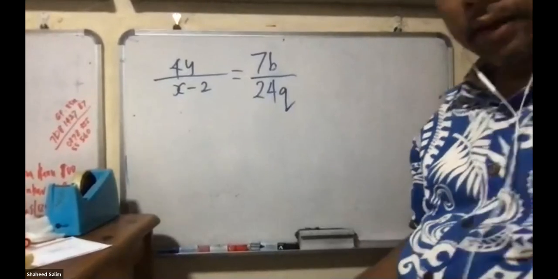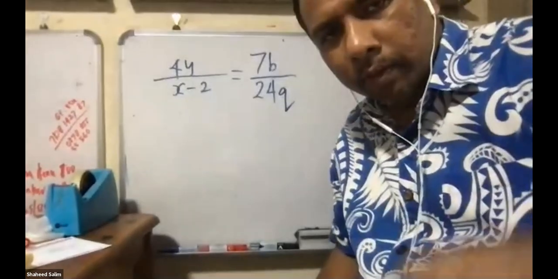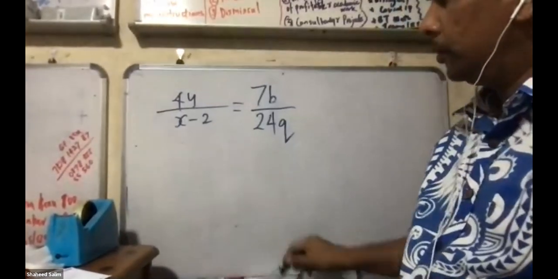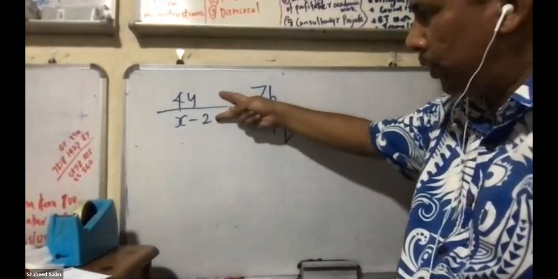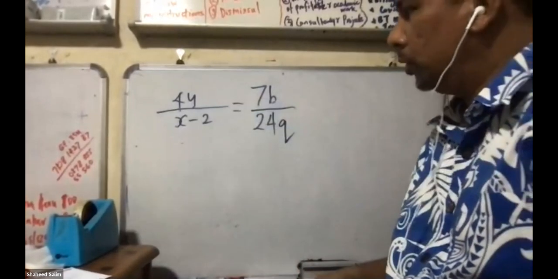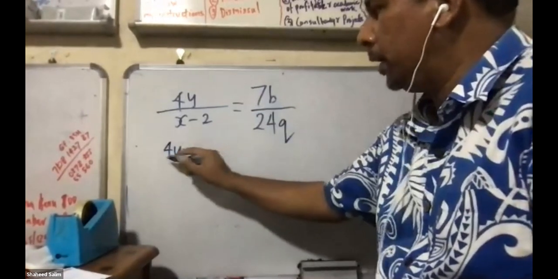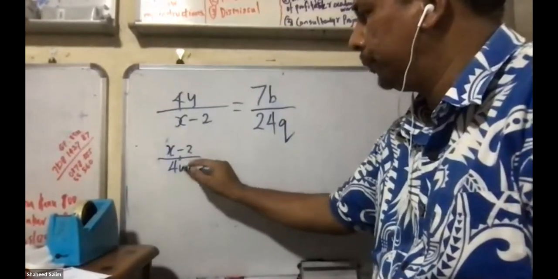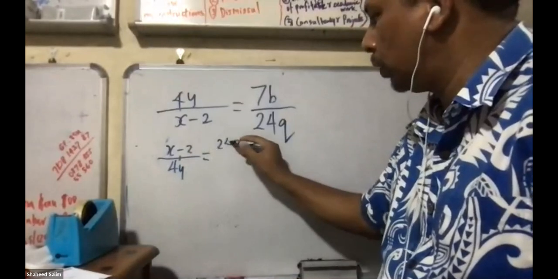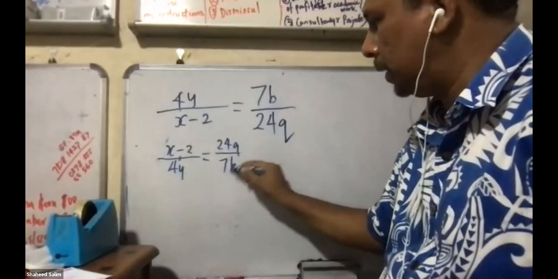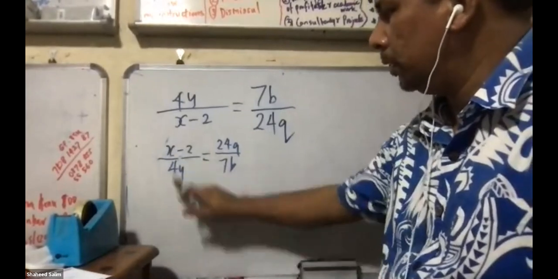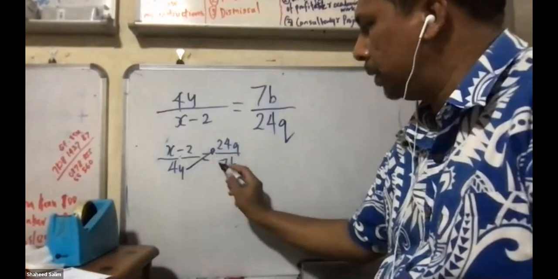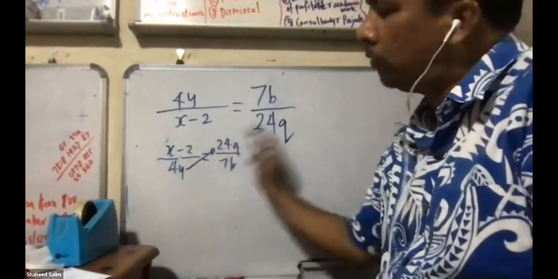Are you okay? Let's check. For me, I'll flip one, flip two. So I get 4y, sorry, x minus 2 over 4y is equals to 24q over 7b. Now down here, you can just push up the 4y. Push it up. Remember, you can go up, go down. 4y, bring both of them up there.